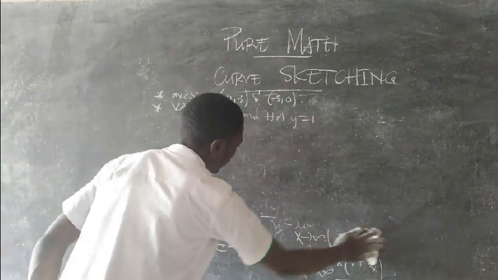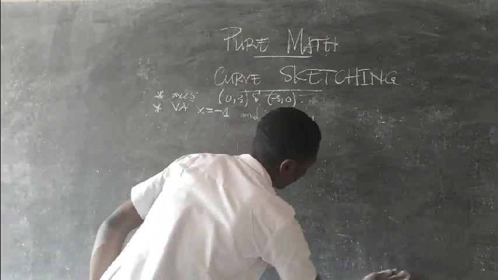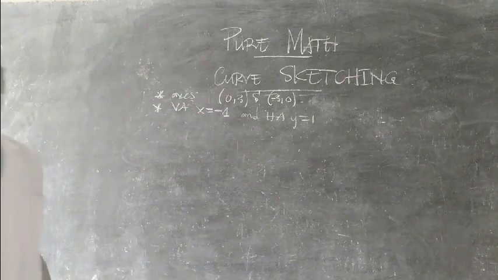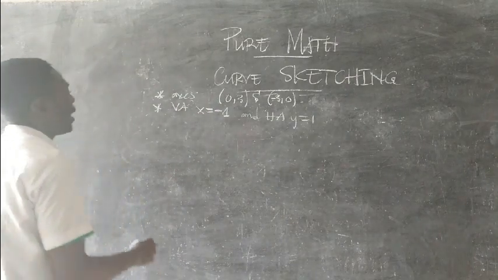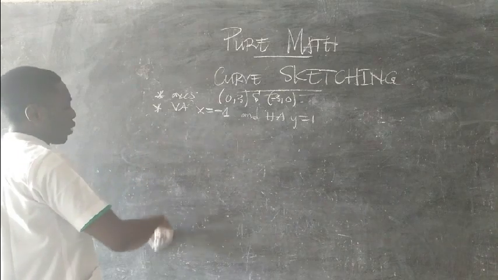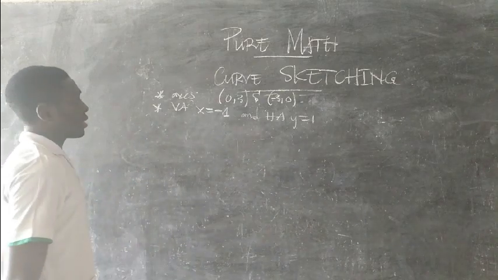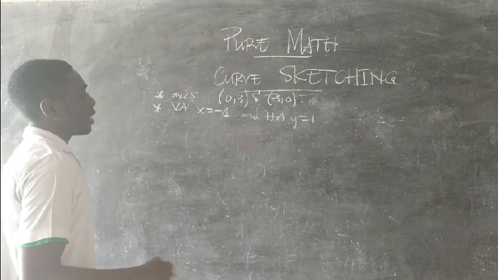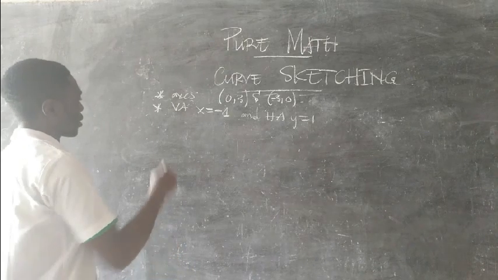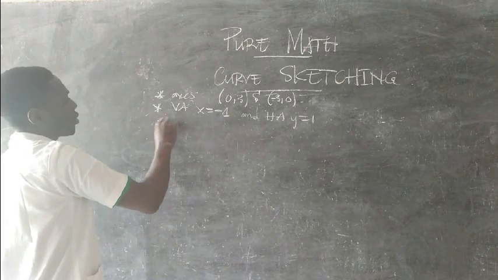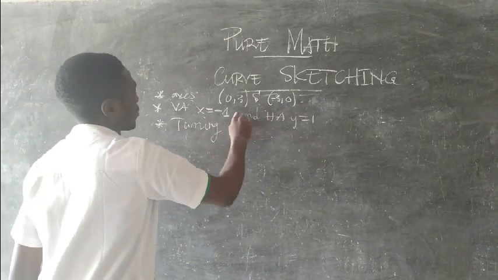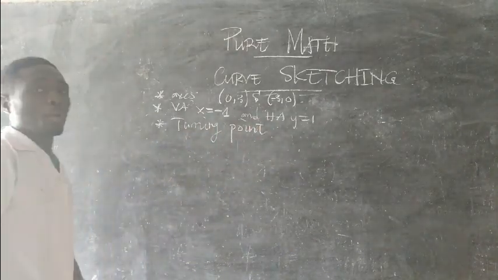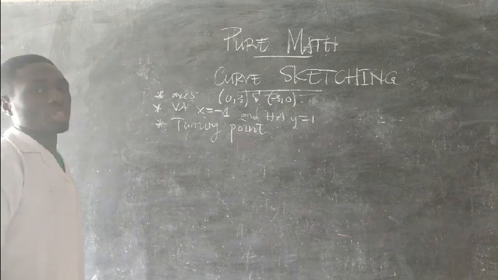Horizontal asymptote, take the limit as the function tends to infinity. Alright, now let's go to the next point. After the 5 main things I stated here, the next thing you're supposed to look for is the turning point. So for the turning point, what you do is you differentiate the equation.